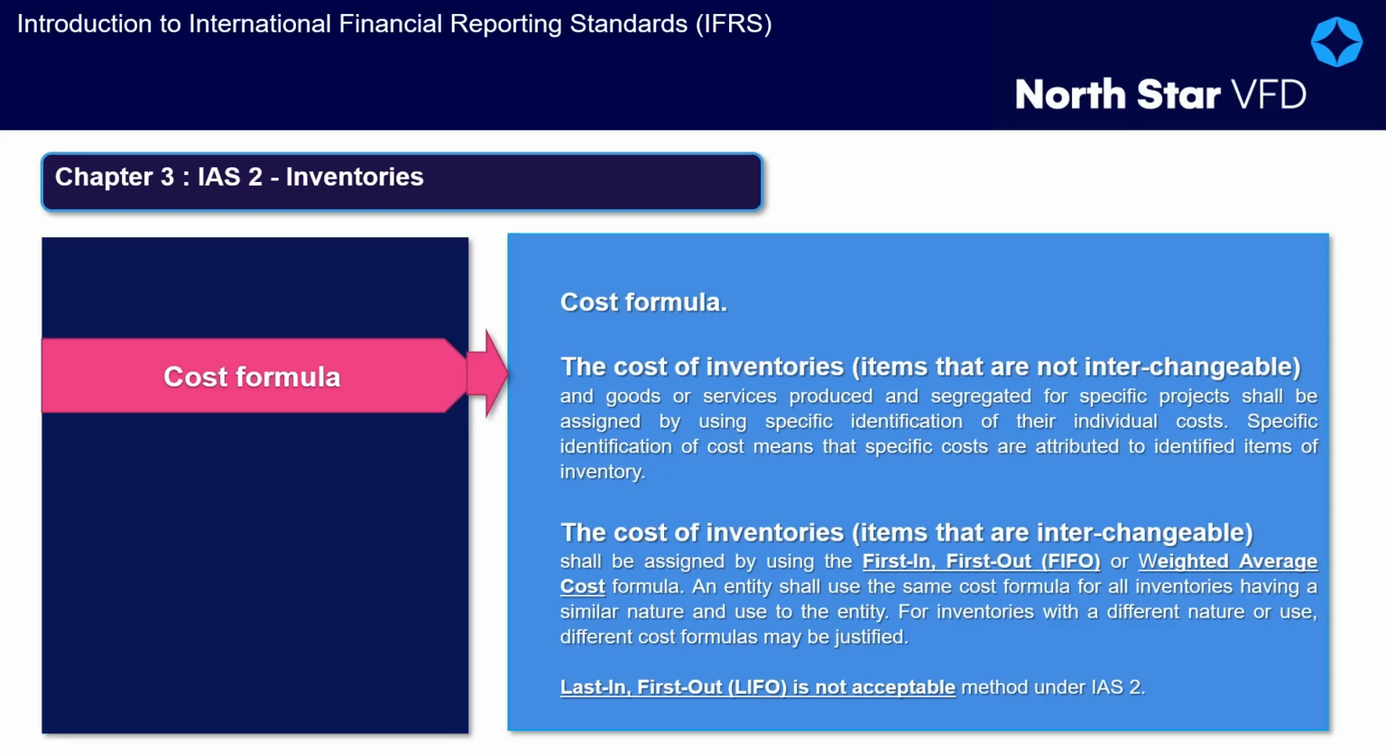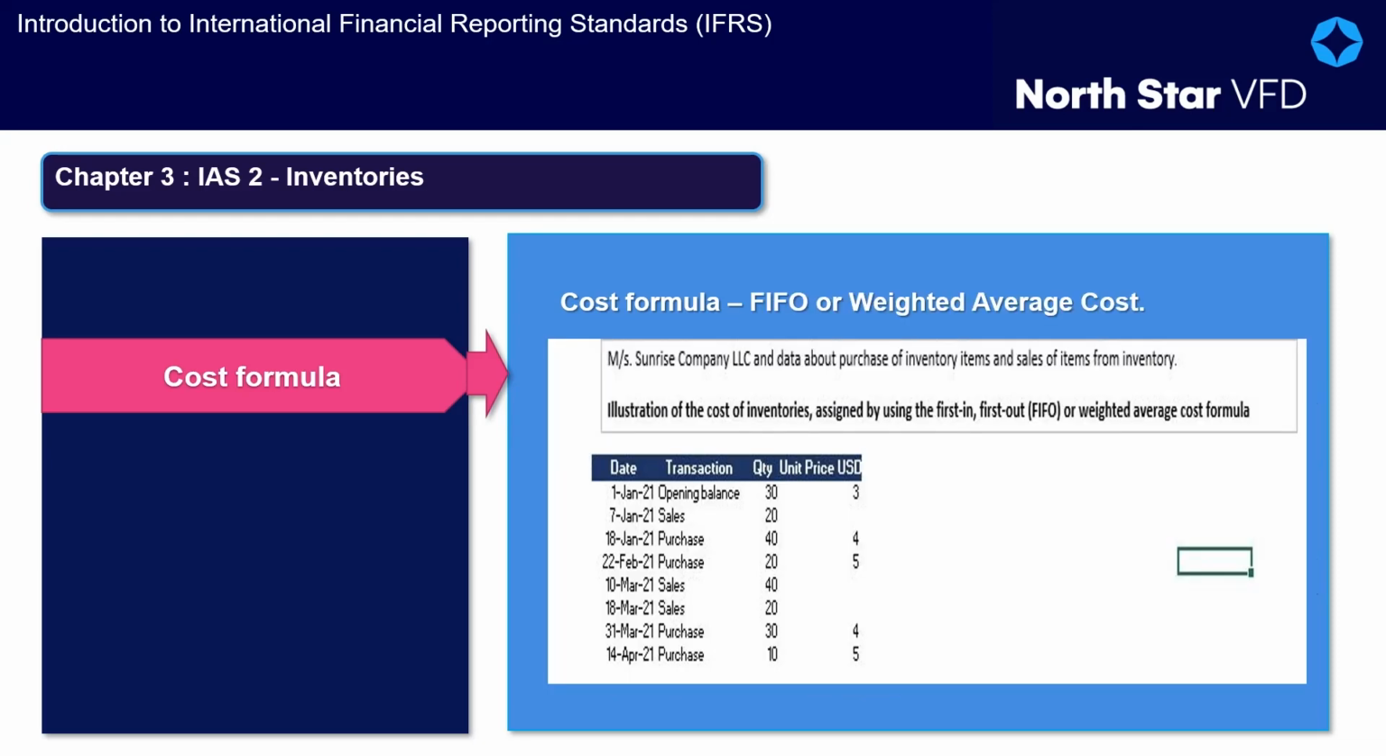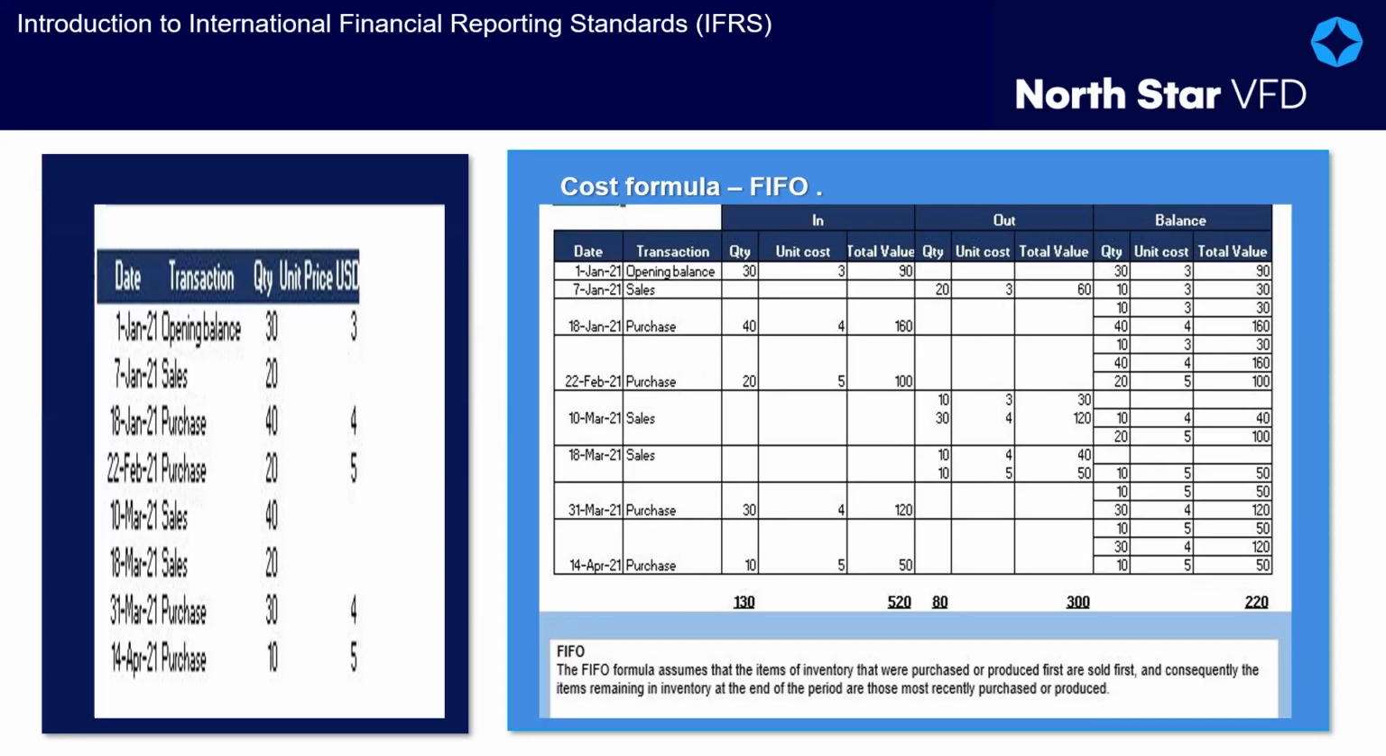An entity shall use the same cost formula for all inventories having a similar nature and use to the entity. For inventories with a different nature or use, different cost formulas may be justified. Cost formula, FIFO method illustration.